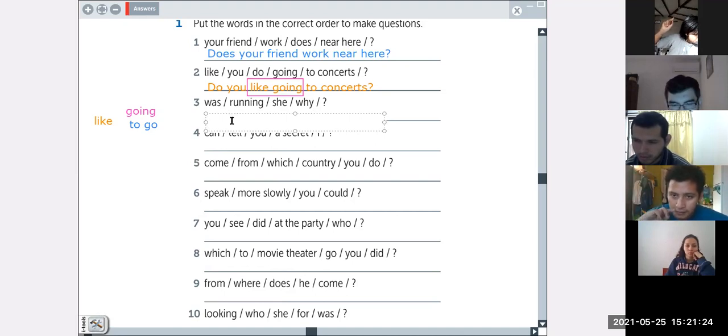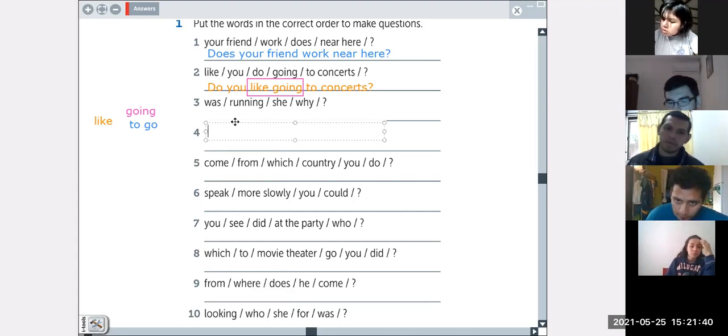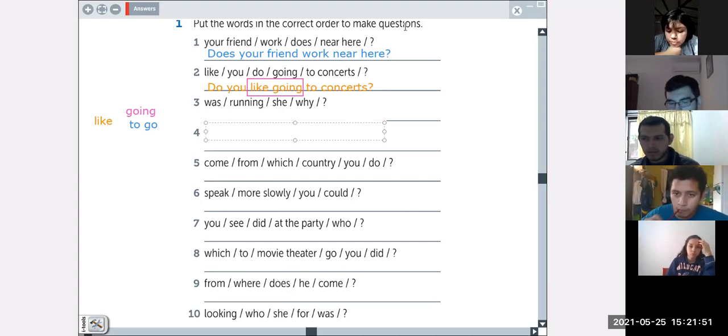I think that this sentence is: do, was, do, running, she, running, why. Okay. You don't have to add any words. No tiene que añadir ninguna palabra y no tiene que cambiar ninguna palabra. Solamente tiene que ordenarla. Por ejemplo, aquí dice en la orden: put the words in the correct order to make questions. No tenemos que añadir absolutamente nada.